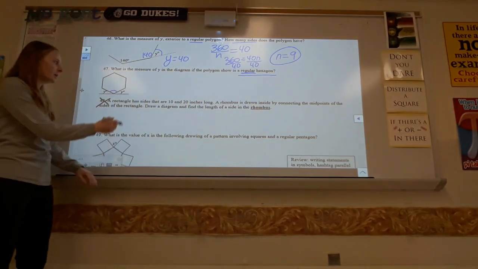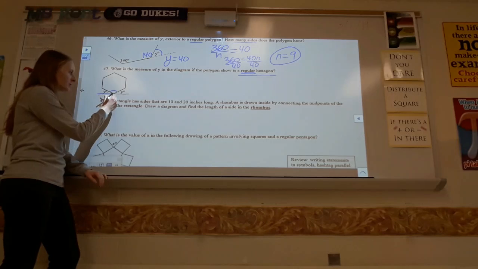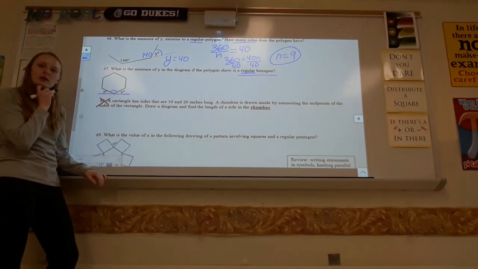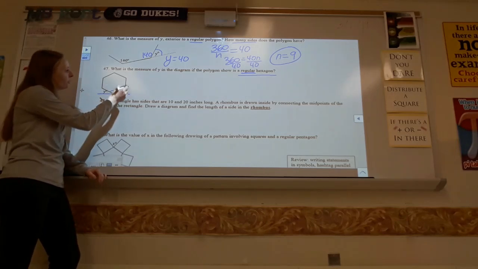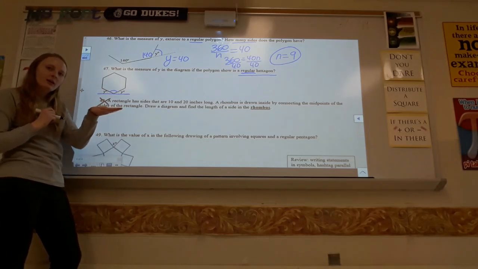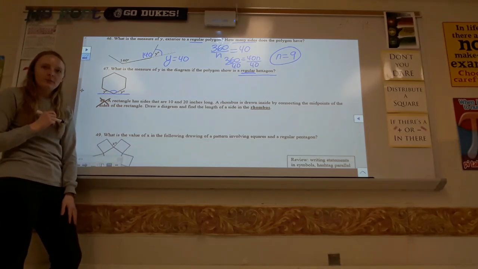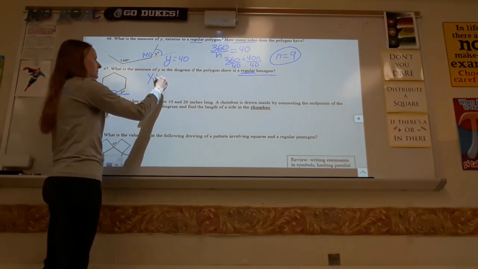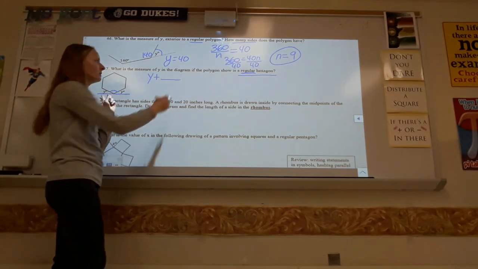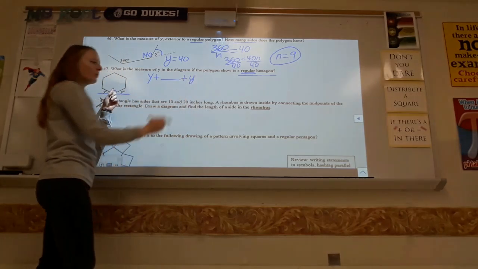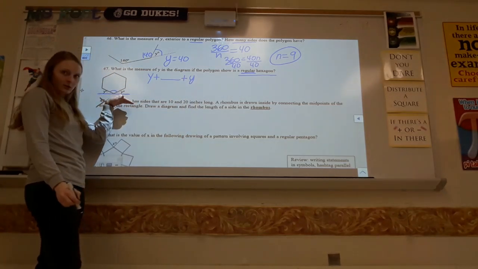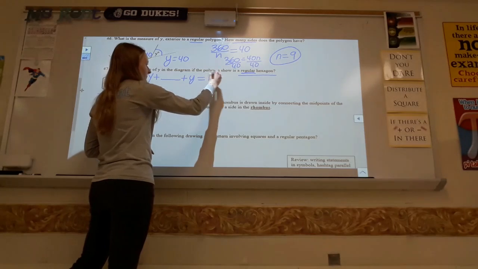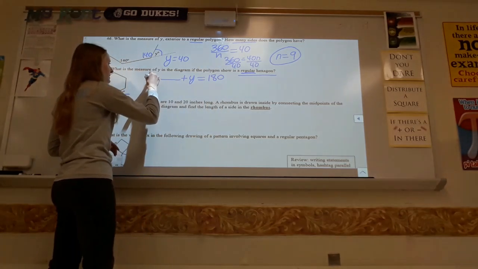So what I'm going to do is notice how all three of these angles together make this nice straight line. So all three of these together, when they form that line, should add up to 180. So I'm going to have the y, plus this angle that I don't know right now, plus the other y. All of those together, when you combine them, equals 180. I just drew my y's two different ways. That's weird.